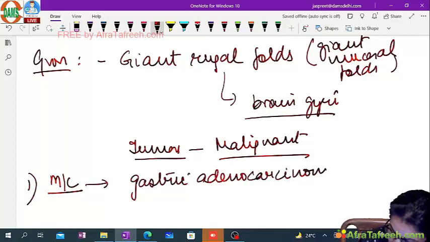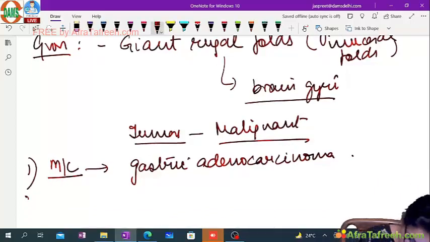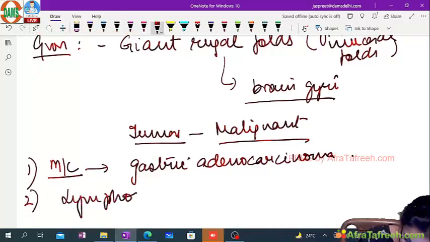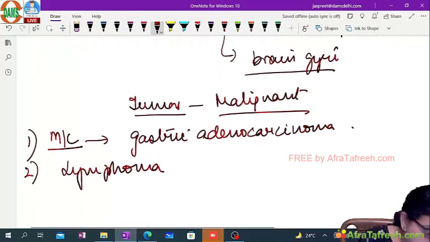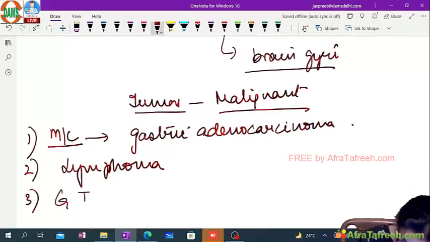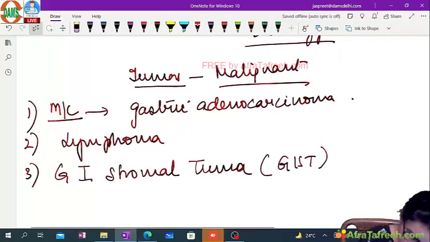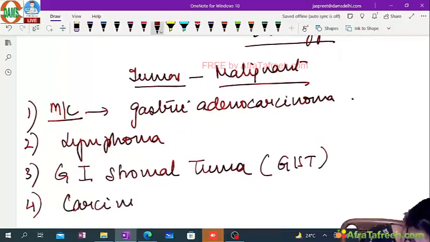Adenocarcinoma is a malignant epithelial tumor arising from glands. Okay, second malignant tumor that can arise in the stomach is a lymphoma. So, stomach can have lymphomas. Third malignant tumor is what we call GIST, gastrointestinal stromal tumor. And fourth malignant tumor that can arise in the stomach, which is rare, is carcinoid tumor.